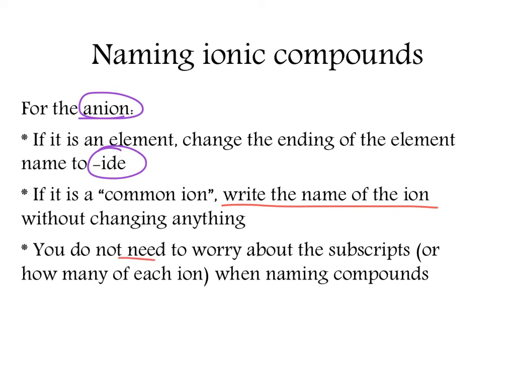Also, you do not need to worry about the subscripts or how many of each ion there are when naming compounds. So when you were doing BeF2, when you're looking at the names, it does not matter that you added a 2 there. You're just looking at the Be and the F alone. The 2 is not important for the name. It's important, but not for the name. Let's look at a couple examples.